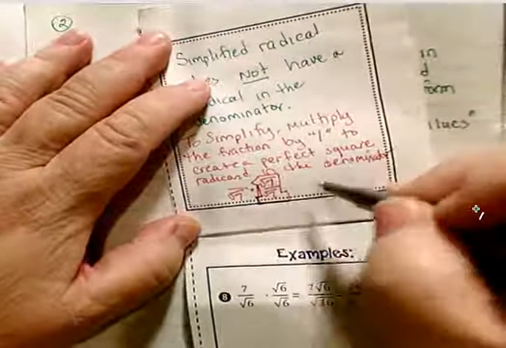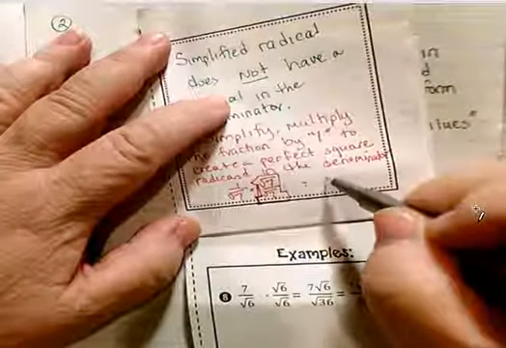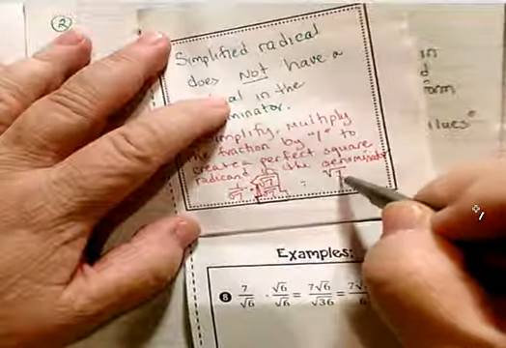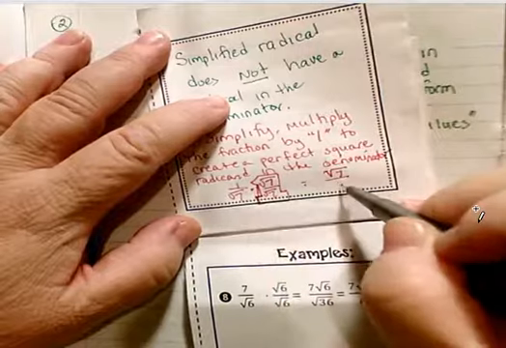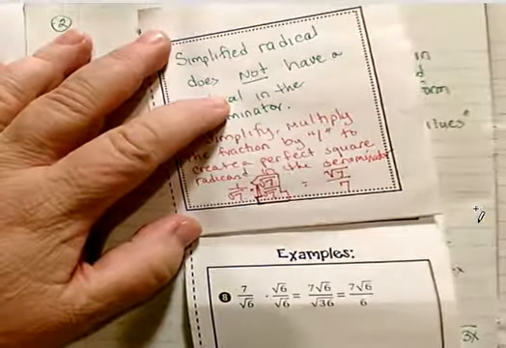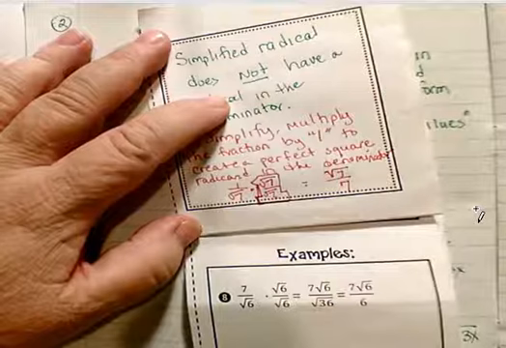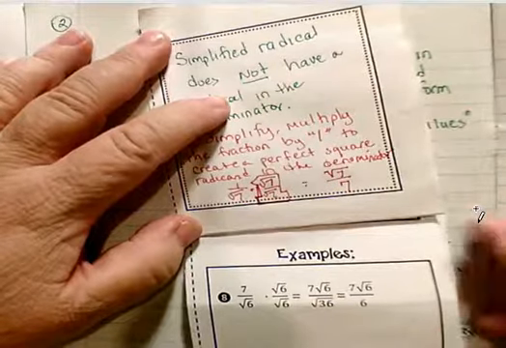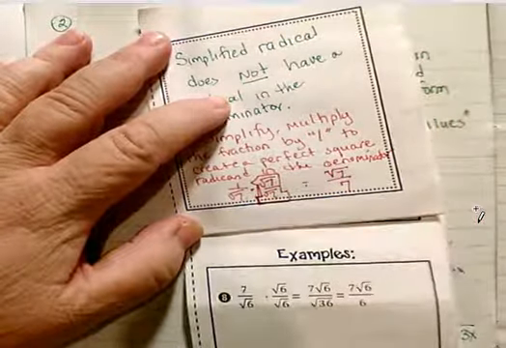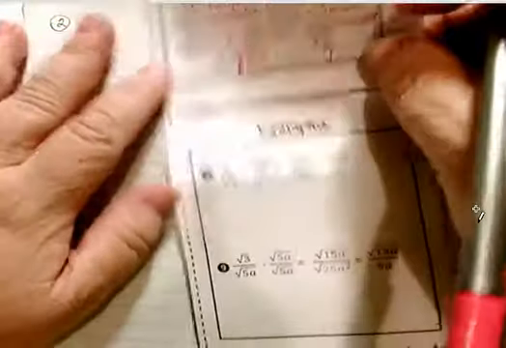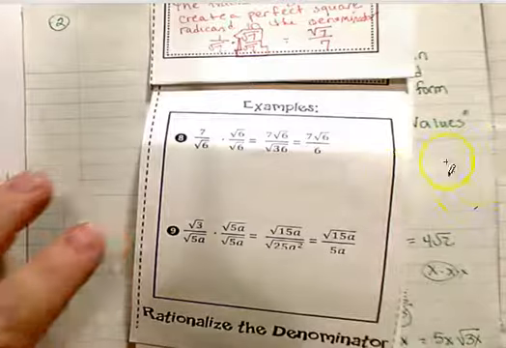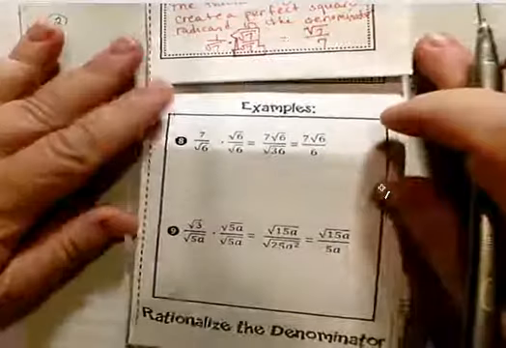Okay? So when you do that, let's say that was just 1, it would be square root of 7 over square root of 7. Square root of 7 times square root of 7 is just 7. Okay? And that's how it's called rationalization. See at the bottom it says rationalizing the denominator.